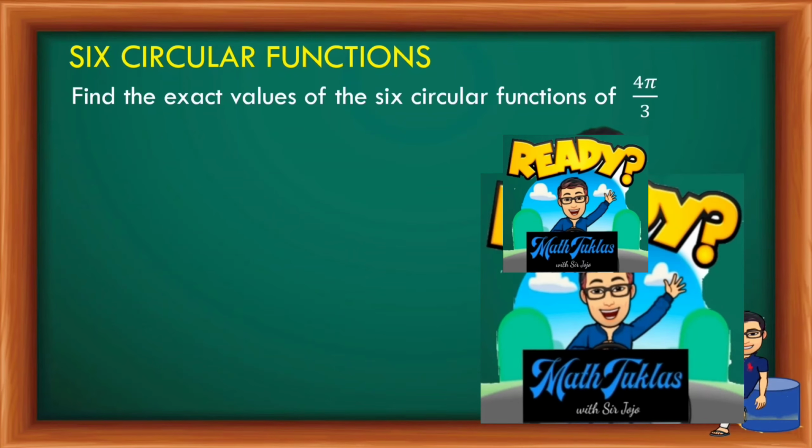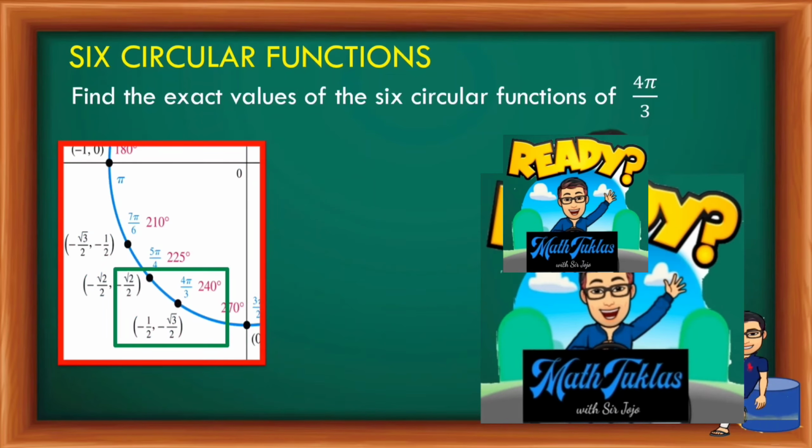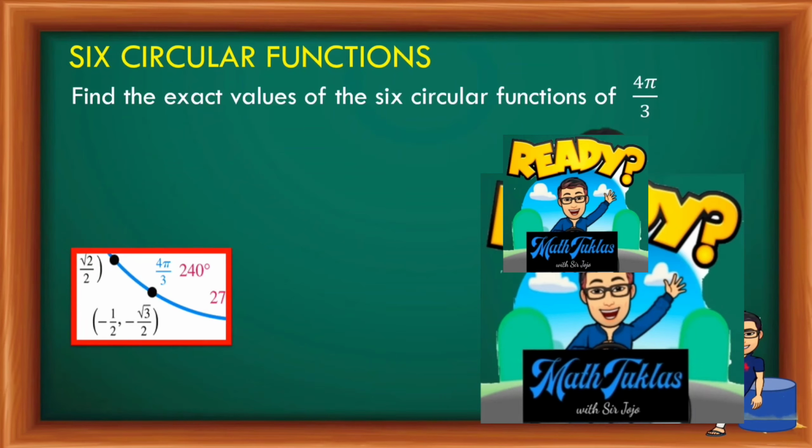Let's have this one. Find the exact values of the 6 circular functions of 4 pi over 3. So saang quadrant makikita ang 4 pi over 3? Nasa quadrant 3. Lakihan natin para mas makita natin ano nga ba yung value ng 4 pi over 3. So, kung titignan natin, ang 4 pi over 3 ay same as 240 degrees.